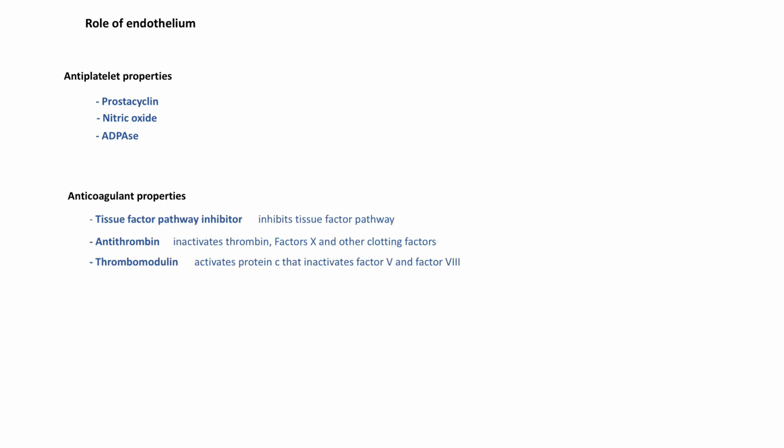Similarly, there are three mechanisms that inactivate activated clotting factors. First is tissue factor pathway inhibitor that inhibits the tissue factor pathway. Second is antithrombin that inhibits or inactivates thrombin, factor 10, and several other clotting factors. And finally, thrombomodulin with protein C and protein S inactivate factor 5 and factor 8.